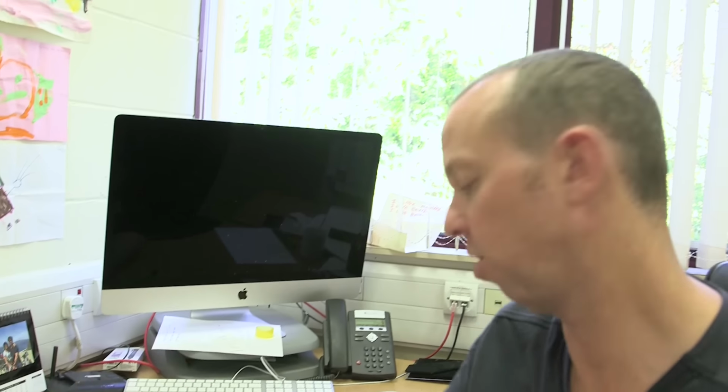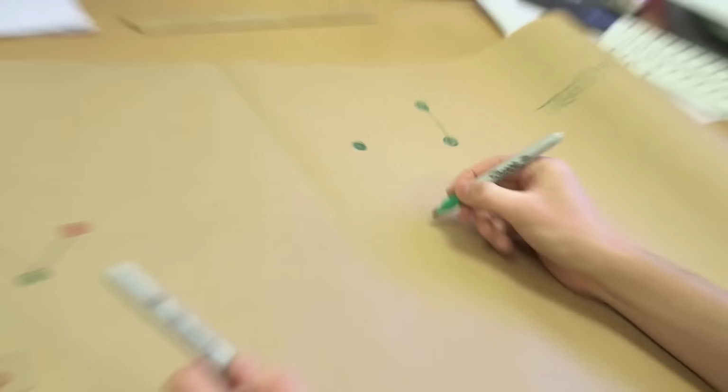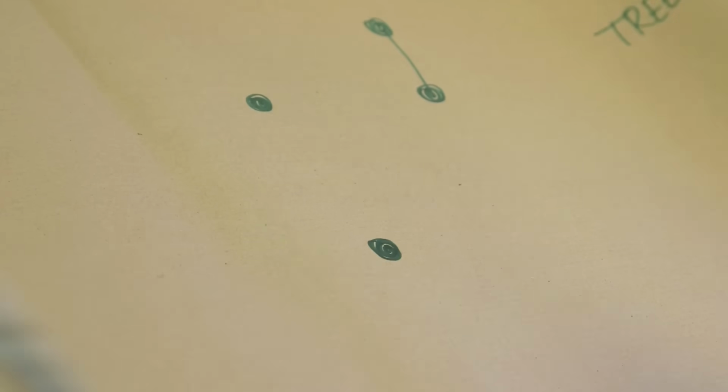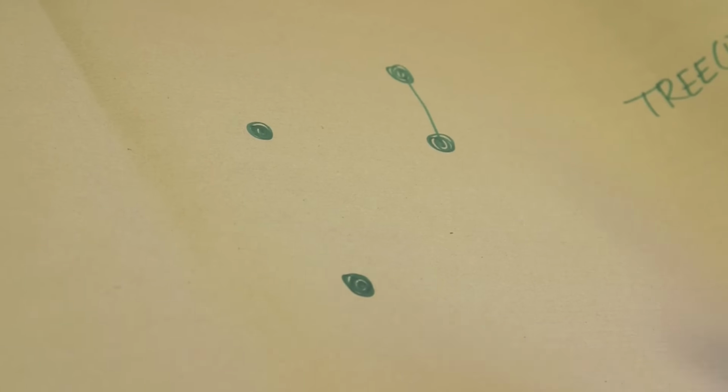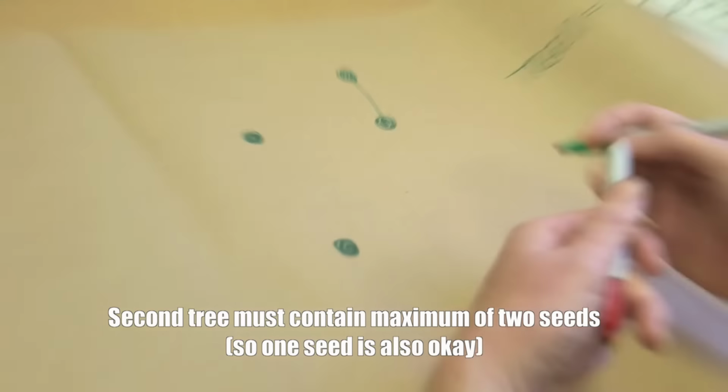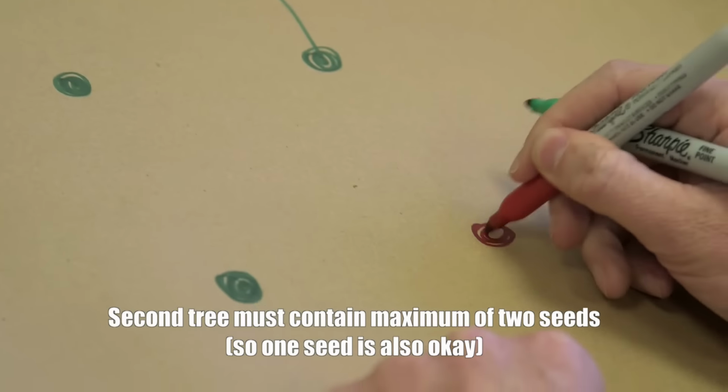I'm going to use green and red. So tree number one, it doesn't matter, it's going to have to be either the red or the green. It doesn't make any difference. I'll choose the green. Next one, what am I going to do next? Well, I definitely can't draw, say, two greens or something like that. I could write down another red, just a red seed like that.